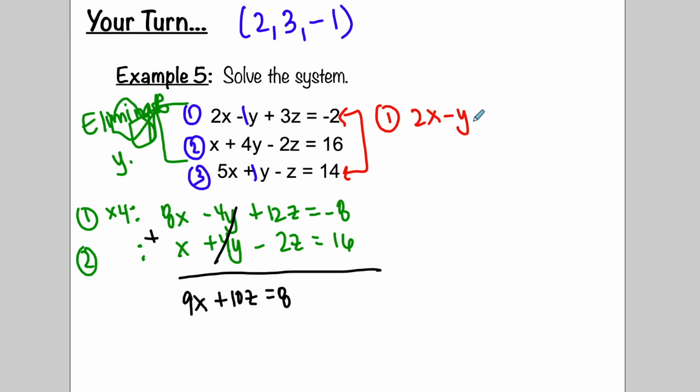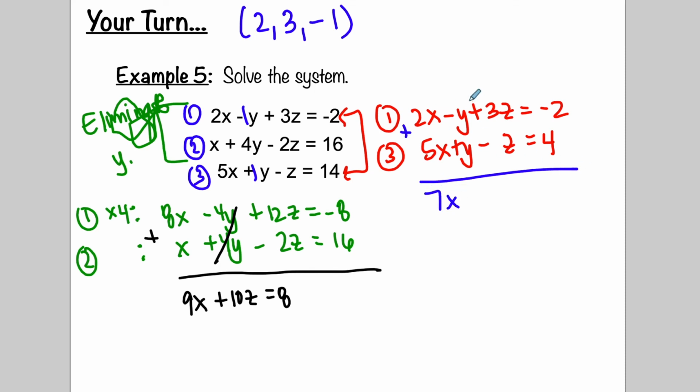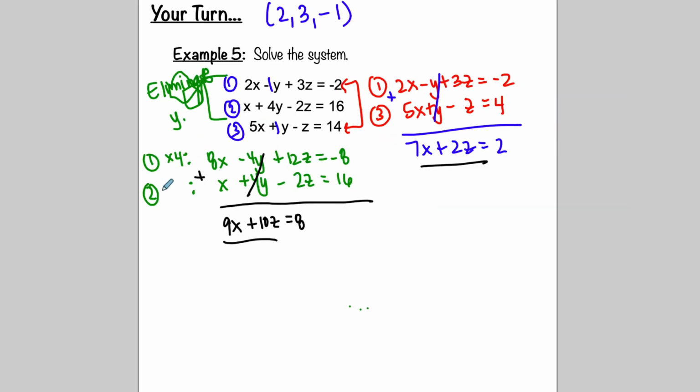So I'm going to rewrite equation 1 and equation 3. And now I go ahead and add them together. So I get 7x, my y's cancel, plus 2z equals 2. Now I have a system of two equations with x's and z's in it. So I'm going to rewrite those. I have 9x plus 10z equals 8. Then I have 7x plus 2z equals 2.